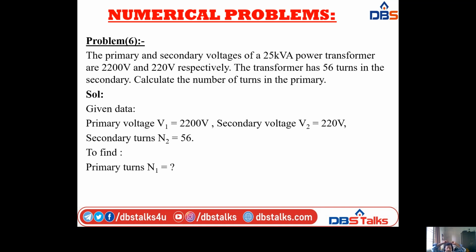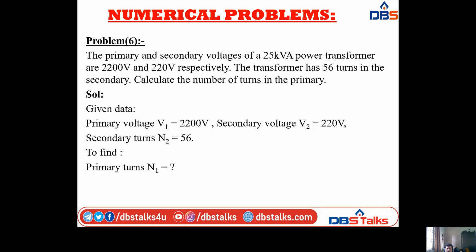Next problem, the primary and secondary voltages of a 25 kVA power transformer are 2200 volts and 220 volts respectively. Primary voltage given, secondary voltage given. That is primary voltage V1 is equal to 2200 volts. Secondary voltage V2 is equal to 220 volts. And the transformer has 56 turns in the secondary, that is N2 is equal to 56.